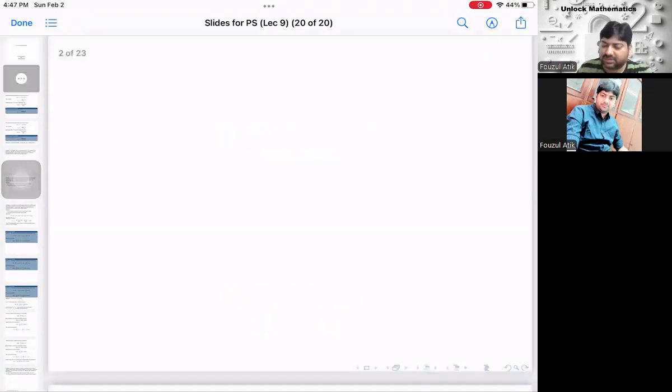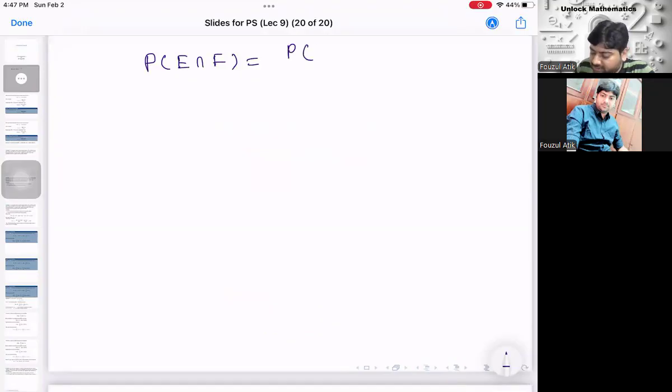We know that for any two events, the multiplication rule says what? For any two events E and F, we know that P of E intersection F equals P of E given F into P of F. This again came from the conditional probability definition only, right?